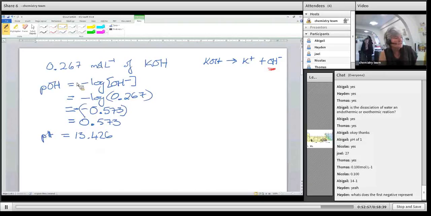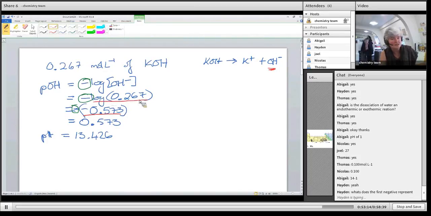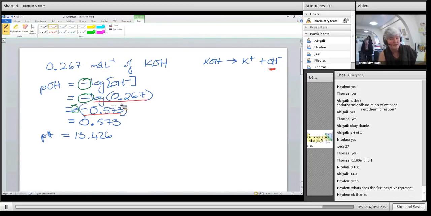The first negative is, remember we said it was an inverse scale. So that's just from that negative that's coming down all along. This bit over here is the answer to the log of that. So you always come up with a negative number, very likely, and then you multiply it by negative and you get a positive.